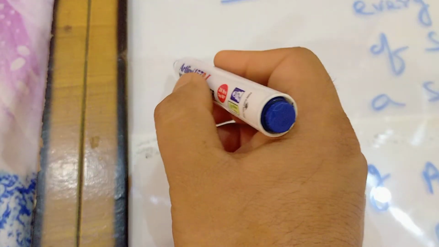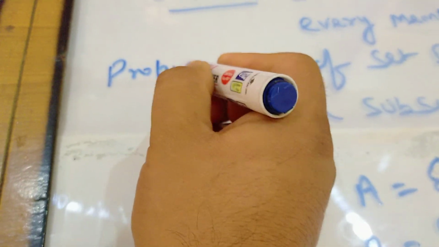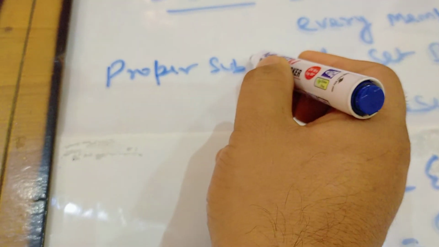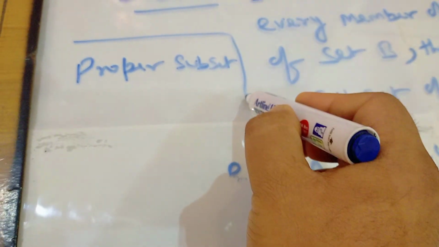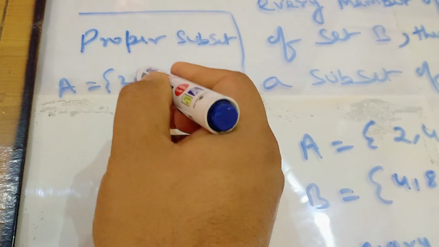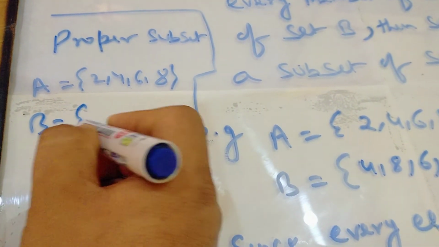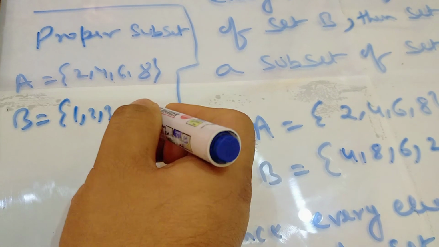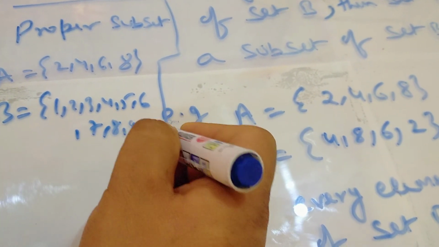Now one more term we have here. Besides subset, we have a proper subset. What is the meaning of proper subset? Proper subset means A is having the elements, suppose, 2, 4, 6, 8. Okay. And B is having the elements 1, 2, 3, 4, 5, 6, 7, 8, 9 and 10.